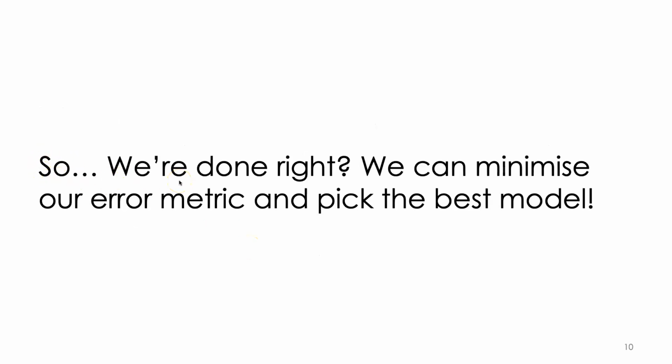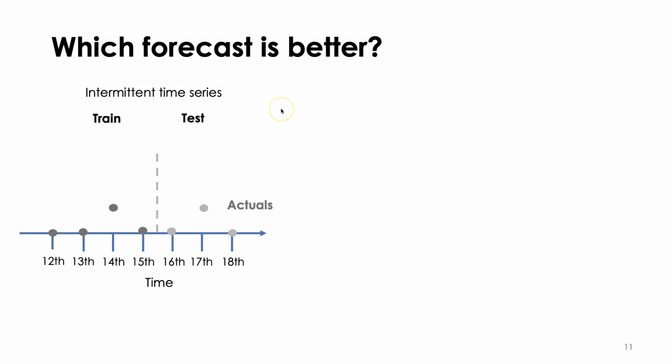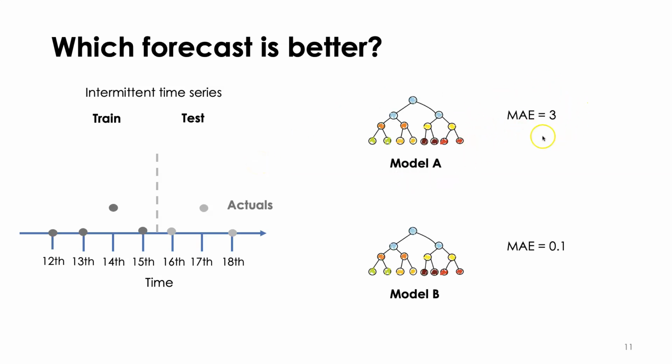So we're done, right? We can minimize our error metric and pick the best model. Well, it's not as easy as that. Let's look at this example. So imagine we have an intermittent time series, and so most of the values are 0, and we have the occasional non-zero values. Now we have model A, which has a mean absolute error of 3, and model B, which has a mean absolute error of 0.1. We might be inclined to say that this model has the lower error, and therefore is the one that we want to put into production.